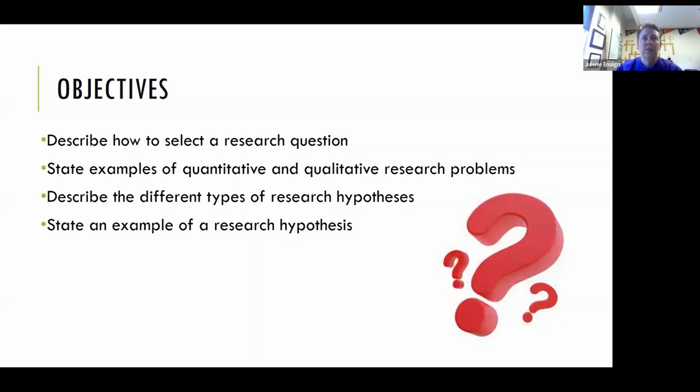So some objectives, things we're going to talk about. We're going to talk about how to select a research question. We're going to talk about the different examples of quantitative and qualitative research problems. We're going to describe the different types of hypotheses, and then I'm going to help you with some examples of a research hypothesis.